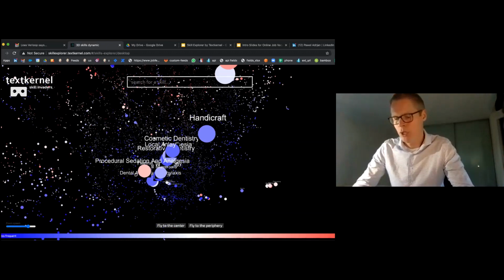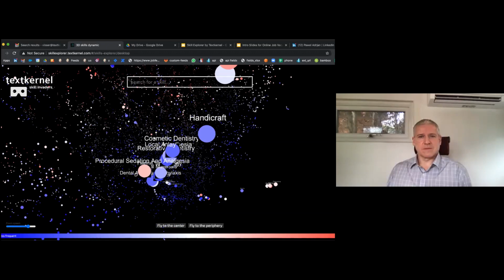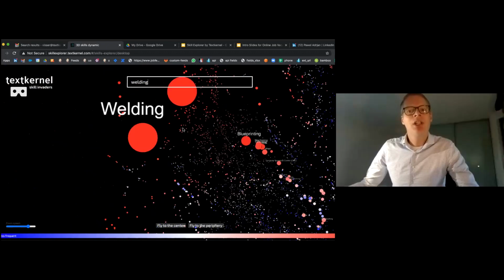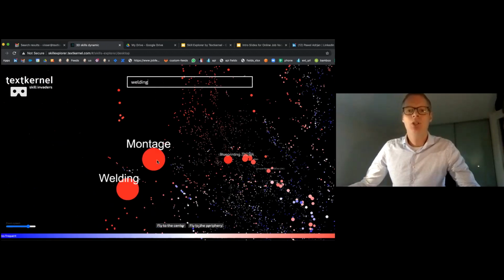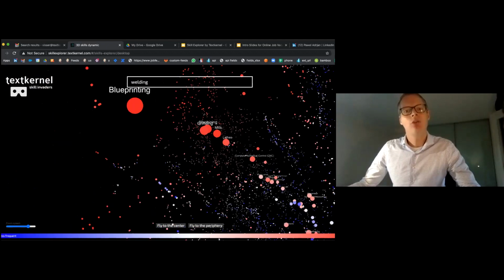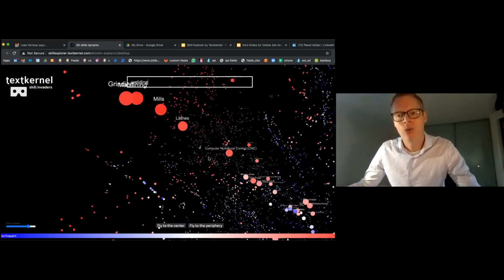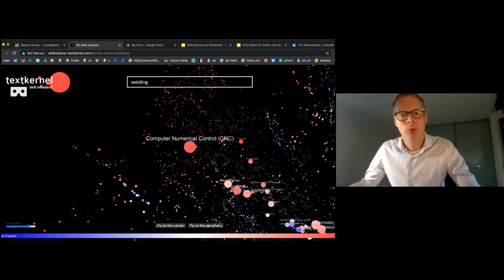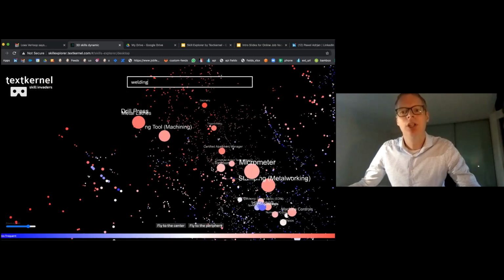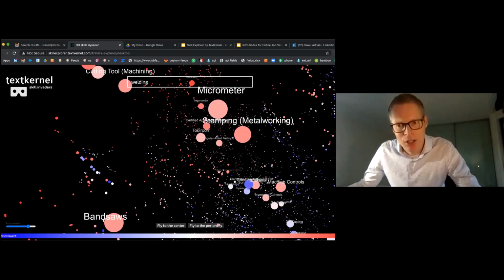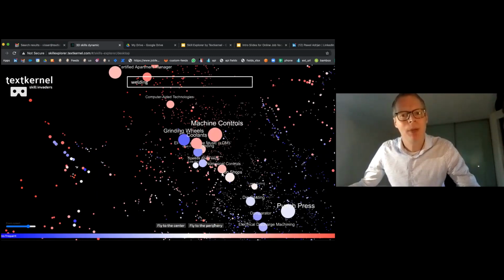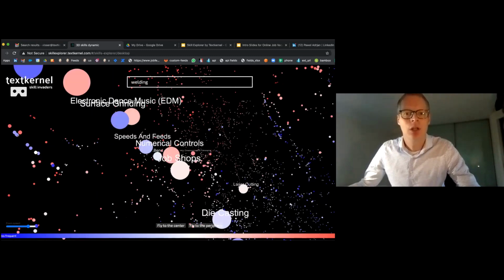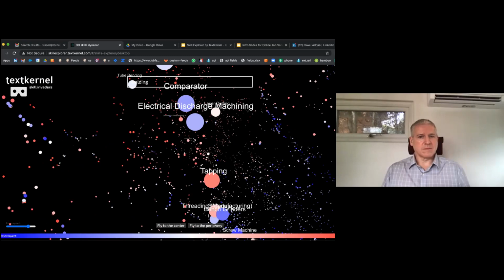Let me show you one more. Let's do, for instance, welding. So this is the welding skill, and you can see a little bit of a strand appearing here. If I go down the strand, there are a lot of skills in the area of metal processing, and the deeper I go, the more specialized the skills are. Some are more technical, more IT and automation related skills. It becomes more electrotechnical as well.